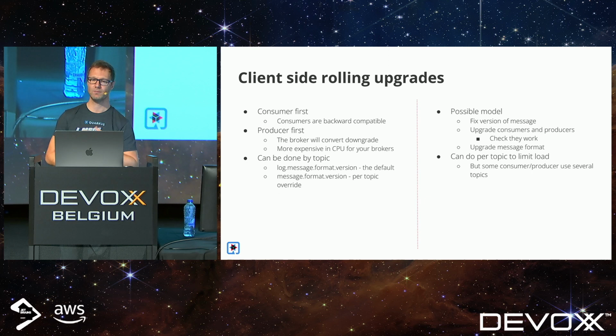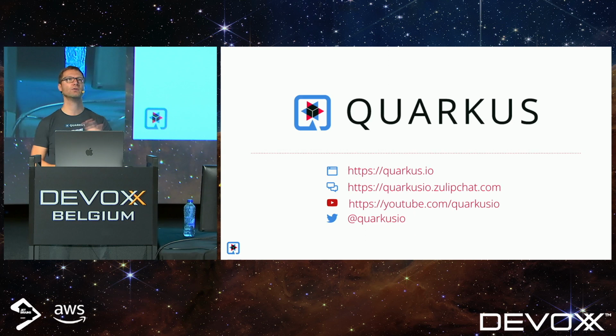So a model I tend to like is you fix the version of the message so it doesn't change. Then you upgrade the consumers and producers at your leisure. You check that all of the applications are fine. You're paying the cost of the extra CPU in this case. And then you upgrade the message format, and then that's your move forward, right? And you can do that per topic to limit the load on the system. Okay, so that's upgrading Kafka itself.